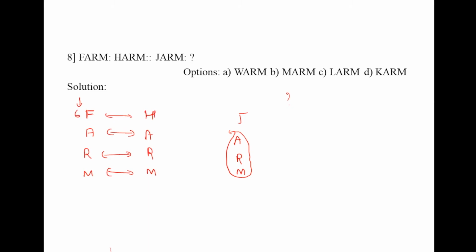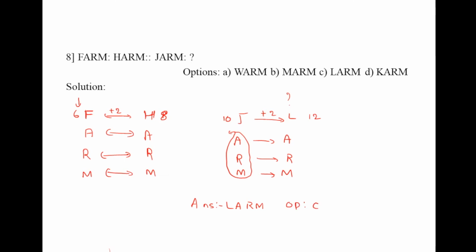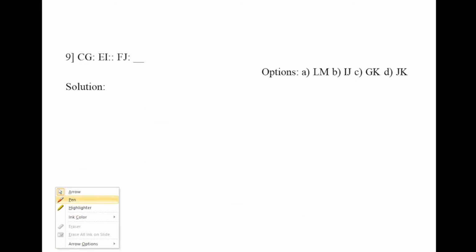F is 6, H is 8, so it changed by plus 2. Here also maintain the same plus 2, with no change for A, R and M. J is 10, 10 plus 2 is 12, and the 12th letter is L. So my answer for this question is LARM. Yes, option C, LARM is my answer. Let us move to the next question, guys. Hurry up, we will be very fast.